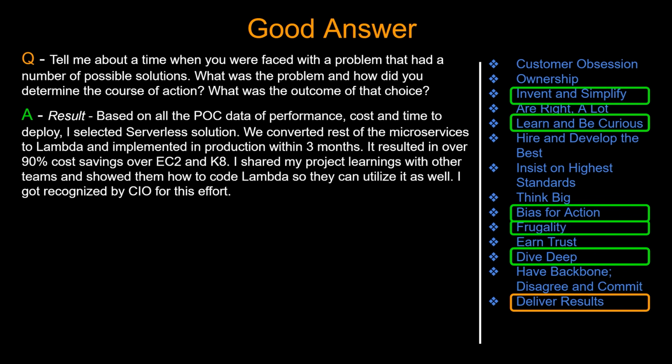As you can see, the result is very data-driven. Like in the bad answer, we said huge success, but here there is no room for assumption. You are saying you achieved 90% cost savings, you went to production within 3 months, so you delivered results, and you gained that LP. You went beyond your actual day-to-day responsibility. Not only did you do your project, you shared your learnings about serverless with other teams and showed them how to code Lambda. So you gain major props on the ownership LP. This is how you utilize the STAR method to answer interview questions.